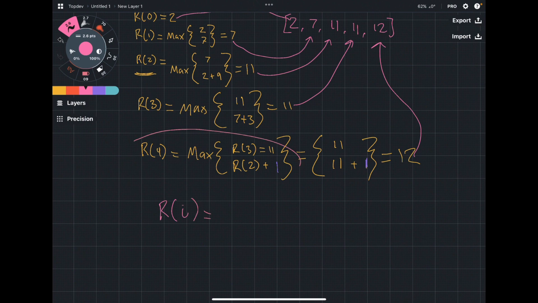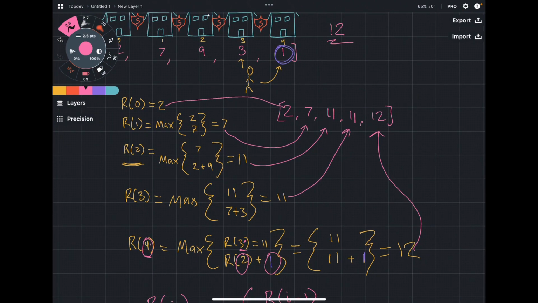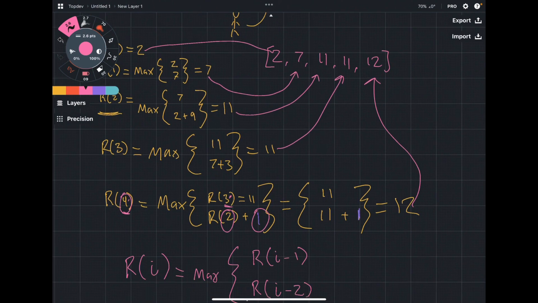So kind of looking at this one right here, we could say that it would be the max of R. So if this is 4, this is 3, we would say the max of R of I minus 1. 4 minus 1 is 3. Or we could say it's R of 4 minus 2, right? 4 minus 2 is 2. So we could say I minus 2. And then this number right here was the value of our current, ith house. It was this house right here.